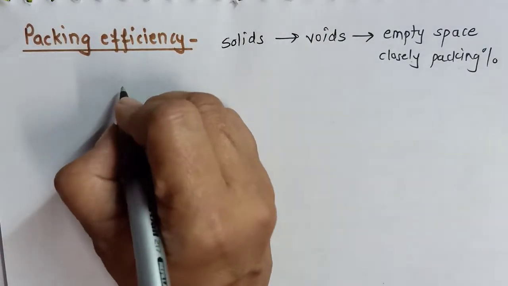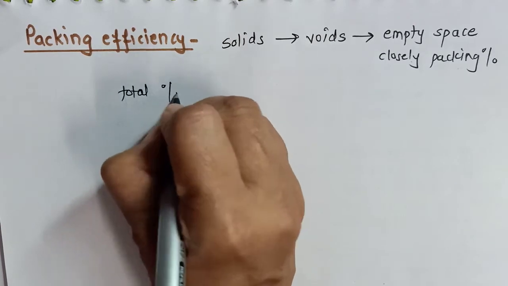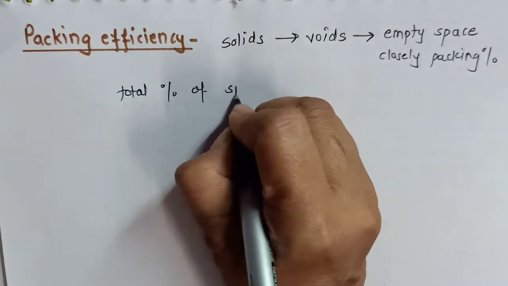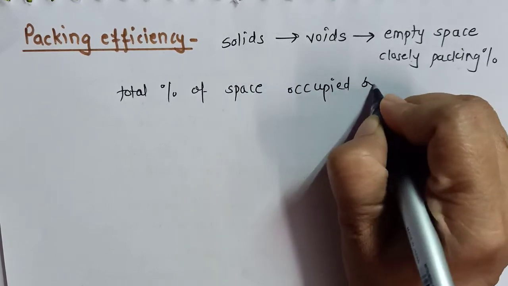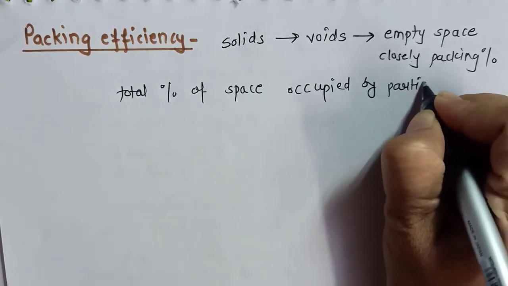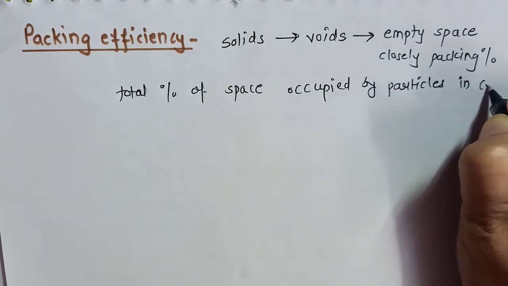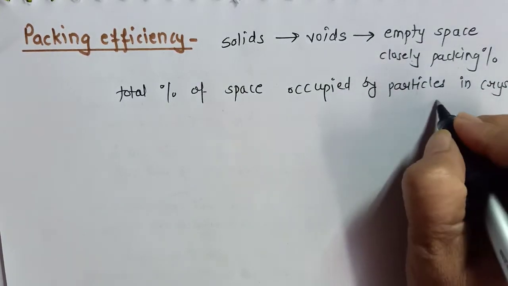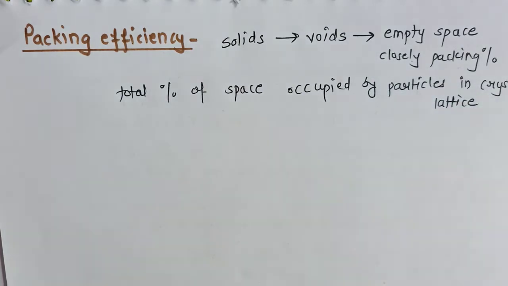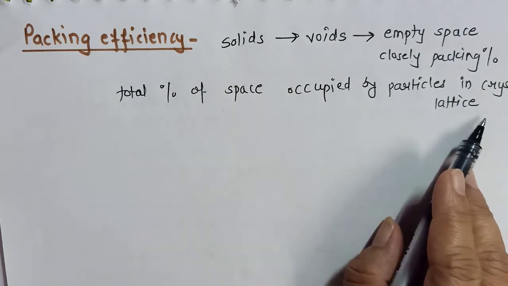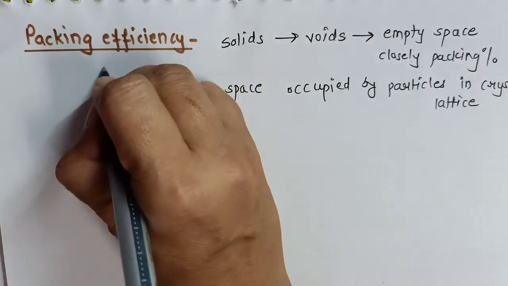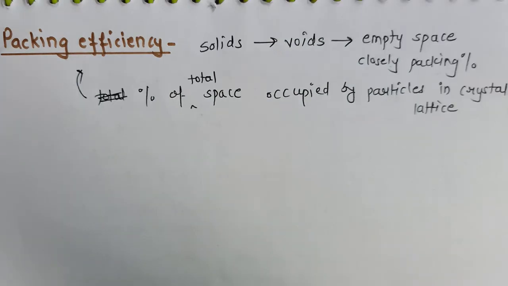What is packing efficiency? It is the total percentage of space occupied by the particles in crystal lattice. Now since we have seen that when the particles are arranged in 2D or 3D, then there exist voids. Because of these voids, the space occupied by the particles, its percentage gets affected, and that is what we call as packing efficiency.